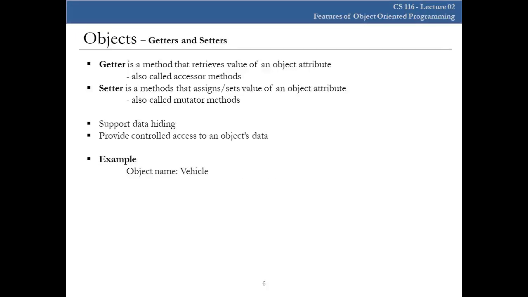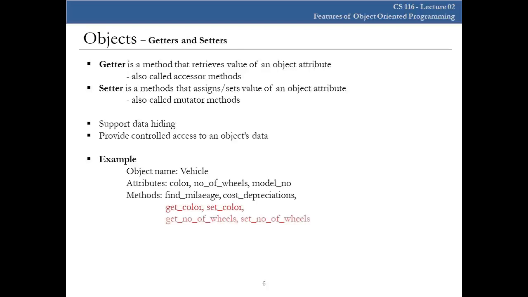Now let's revisit this example of vehicles. Here we defined three attributes: color, number of wheels, and model number. And these functions highlighted in red show you the getter and setter functions for each of them. So for example, if I want to set number of wheels to 2, I'll just call this function set number of wheels, and I'll pass the value 2 as a parameter, and this function will in turn assign that value to this particular attribute, number of wheels. Similarly, get number of wheels will return 2 to me. That means it will return the value that is associated with number of wheels.